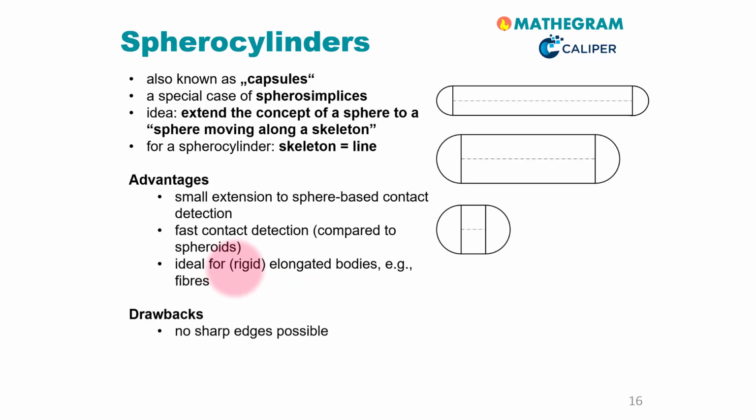There are also drawbacks. Again, there is no possibility of sharp edges. It's impossible to get it with this approach. Also, as it is clear, we have only a relatively simple shape and we have almost no geometric flexibility. The particles must be always convex.